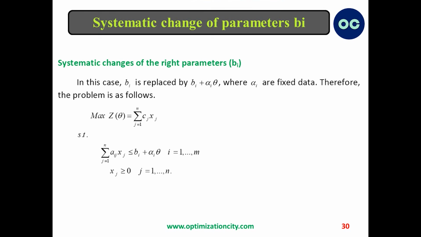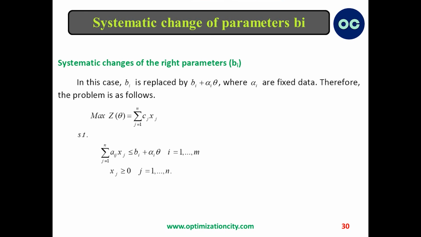Let's go to the systematic change in the right-hand side parameter, which is bi. In this scenario, the parameter bi is substituted with bi plus alpha i theta, where alpha i represents fixed data. Consequently, the problem can be expressed as follows. The objective of this section is to determine the optimal solution as a function of theta.